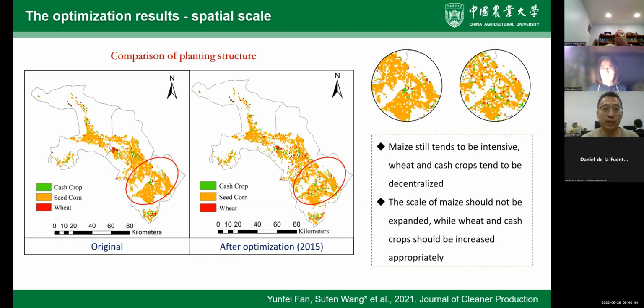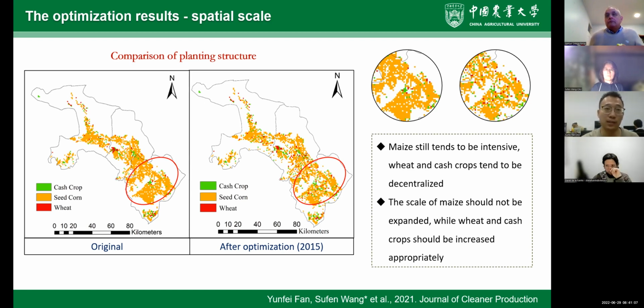This is a spatial comparison result. Maize still tends to be intensive. Wheat and cash crops tend to be decentralized. The scale of maize should not be expanded, while wheat and cash crops should be increased appropriately. The adjustment of planting structure is an important reason for the good development of agriculture.